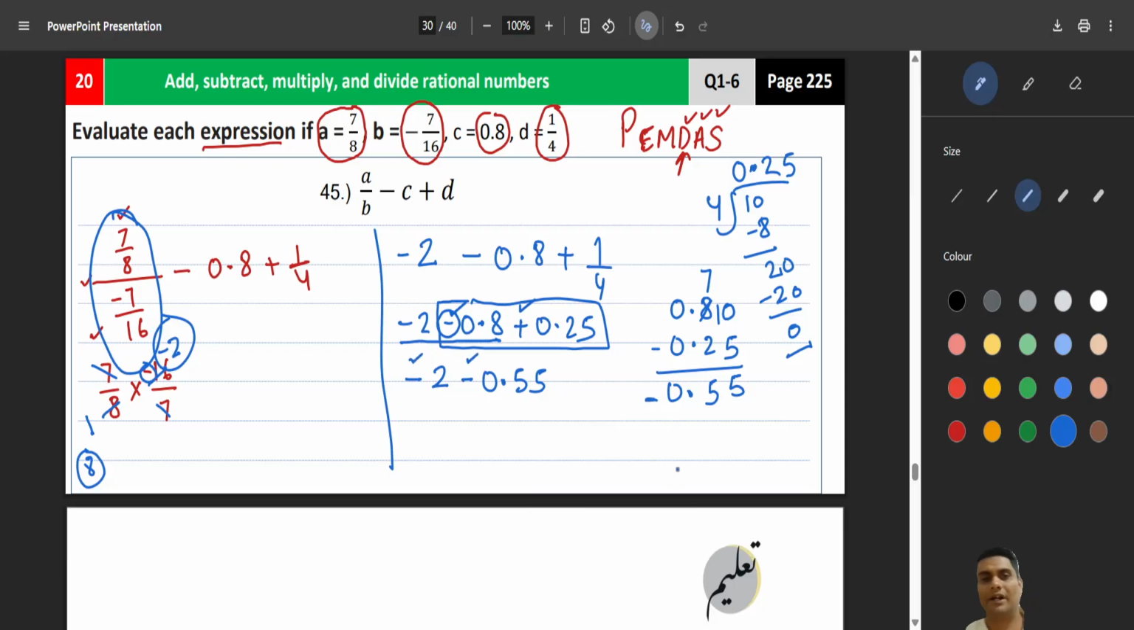Yani what will I do? I will do plus. So 2 has no point, so I can put the point in the end. So the point of the 0.55 will also come here, right? 5, 5, here 0. There are no numbers here, fill them with 0. Do plus: 5 and 0, 5; 5 and 0, 5; here point, here 2, so this will become 2.55. Bigger number 2, it has minus, put minus, so minus 2.55 is the answer.